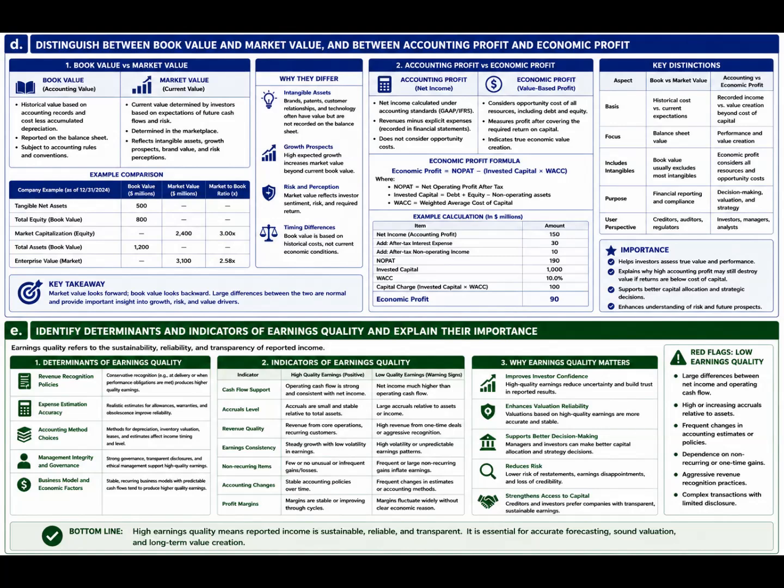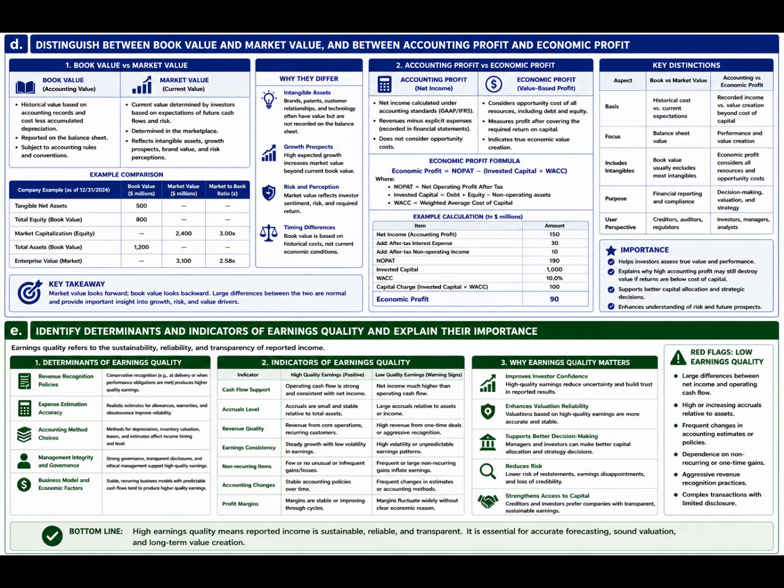E. Identify determinants and indicators of earnings quality and explain their importance. Earnings quality refers to the sustainability, reliability, and transparency of reported income. High-quality earnings are supported by strong operating cash flows and recurring business activities. Determinants include revenue recognition policies, expense estimation accuracy, and accounting method choices.